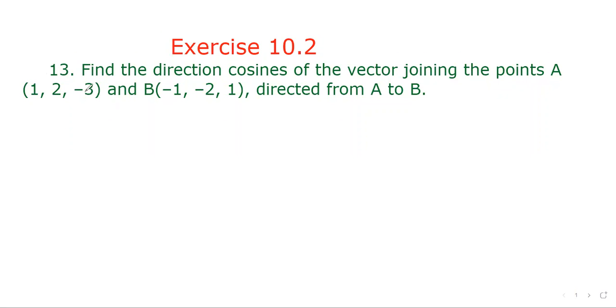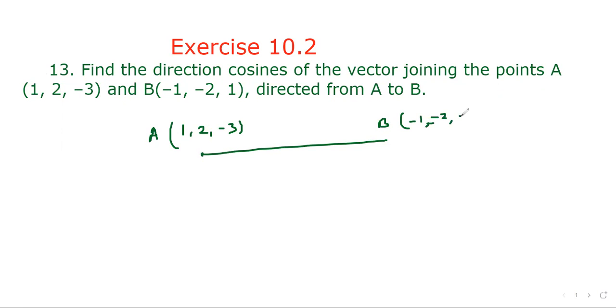Exercise 10.2, question number 13. Find the direction cosines of the vector joining points A and B and directed from A to B. Here this point is A, which is (1, 2, -3), and this point is B, (-1, -2, 1). So let's find vector AB, which will be equal to (-1 - 1), that is -2 i cap, then (-2 - 2), that is -4 j cap, then (1 - (-3)), that is +4 k cap.